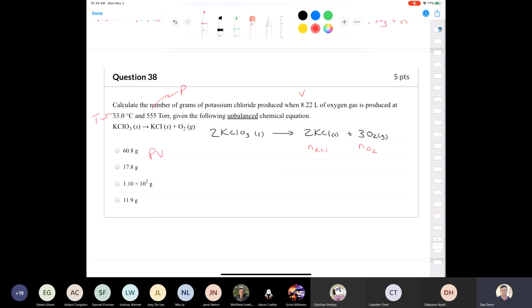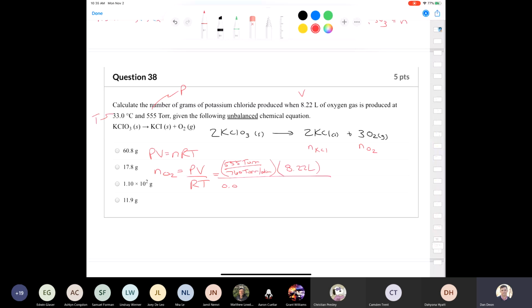And so we're going to start out with PV equals nRT. We're going to solve for the number of moles of oxygen, which is going to be equal to PV over RT. We have our pressure in torr, so we're going to put 555 torr divided by 760 torr per atmosphere, multiplied by the volume, which is 8.22 liters.